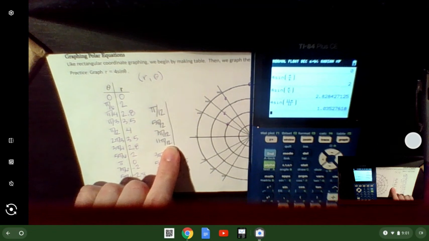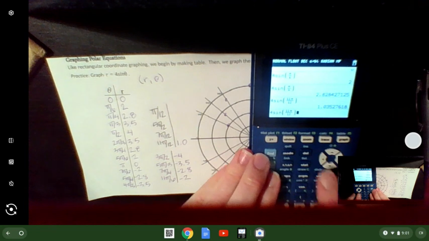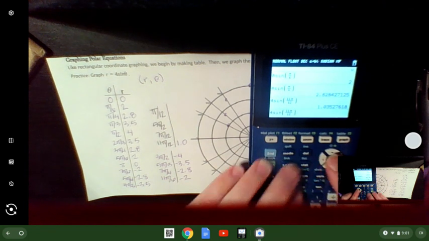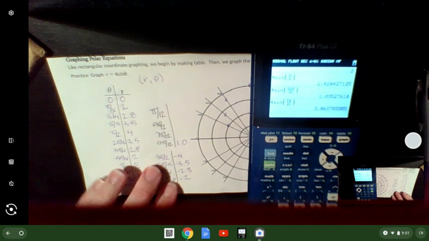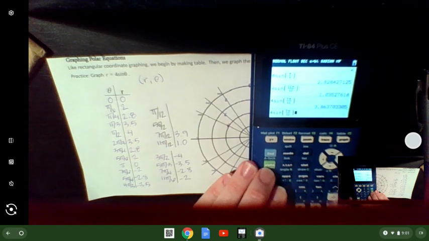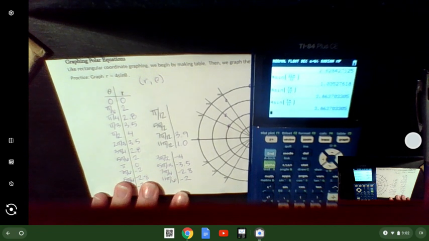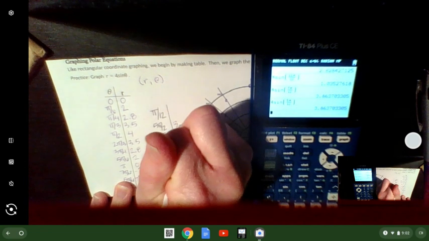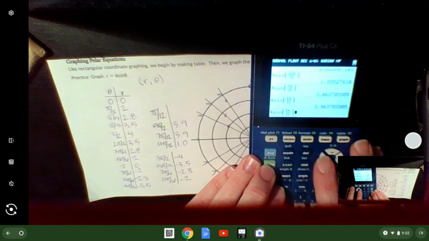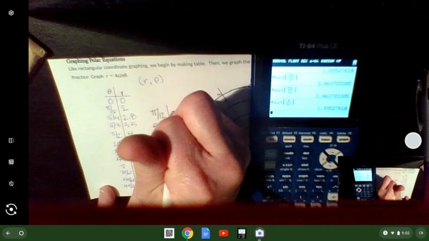11 pi over 12, we're going to go backwards, is about 1.0. So we're going backwards. We'll go to 7 pi over 12, which is about 3.9. 5 pi over 12, which is about 3.9 again. And pi over 12, which is about 1.